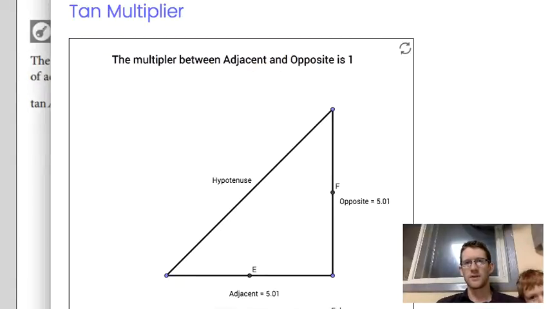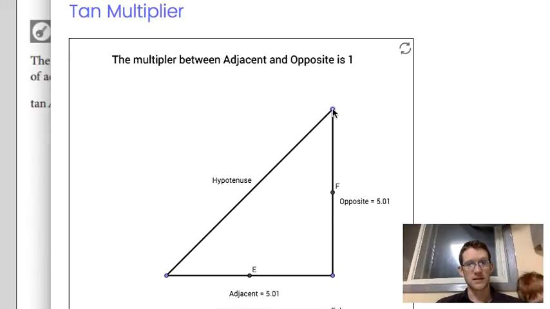I'm going to go over here. This is from GeoGebra. Somebody put this together. But we can adjust the sides here. Think of this angle as angle A. So this is the side adjacent to angle A. Here's the length. It's about 5 units. Here's the length of the leg opposite angle A. It's also about 5 units. So what is the ratio between the opposite over adjacent? Well, what's 5 divided by 5? Well, that's 1. So the tangent of angle A here is 1.